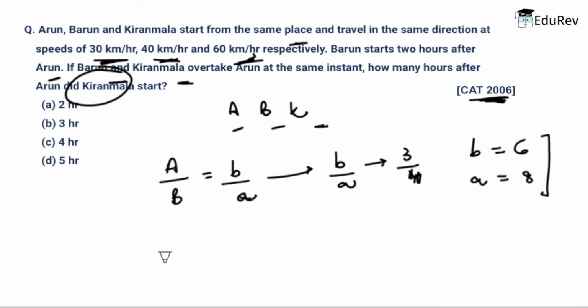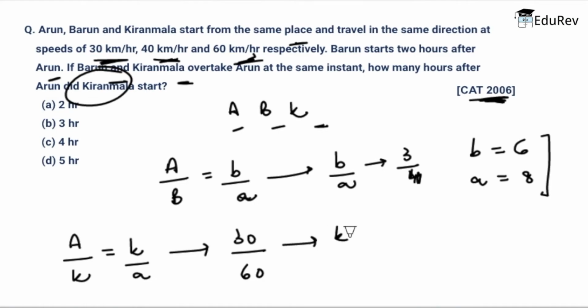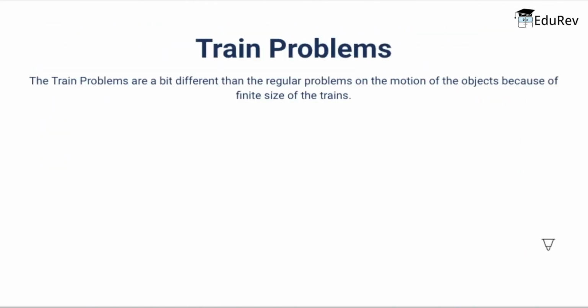Now for the second part of this question, I would say that A upon K is nothing but small k by A, that is 30 by 60, that is K by 8, that is K equals to 4 hours. So Kiran Mala started at what? 4 hours later.